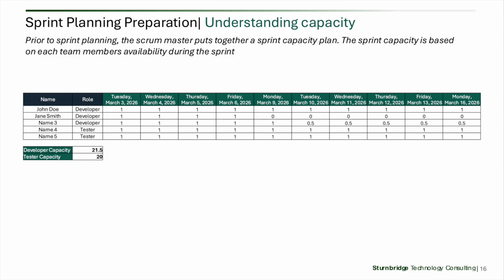Capacity should also be considered by role, not only by total team size. For example, a team may have strong developer capacity but constrained tester capacity. In that case, the sprint plan may still fail if testing becomes a bottleneck. Scrum planning needs to reflect how work actually flows through the team.